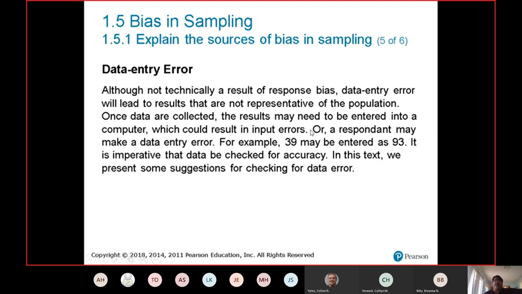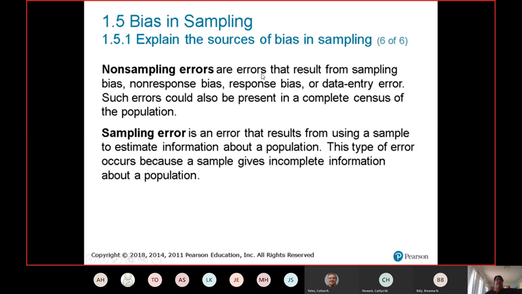Okay? Data entry, that could be on purpose or it could be by mistake. Most of the time, data entry is usually by mistake. Unless you've got somebody that's really, you'd have to be really biased to make mistakes on purpose. And I'm not going to go into sampling errors.